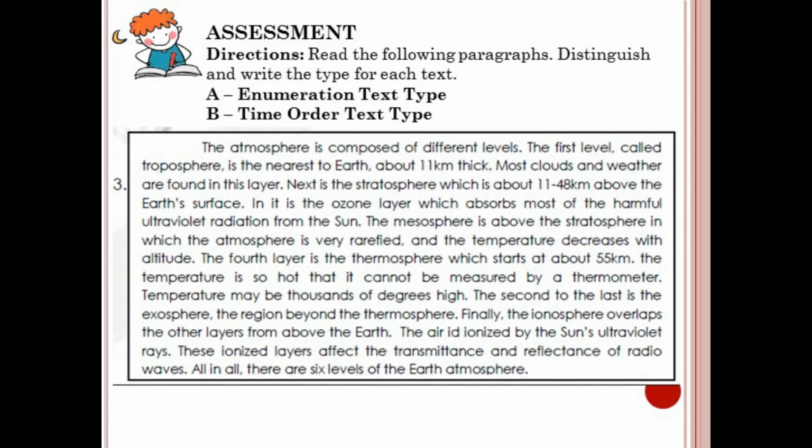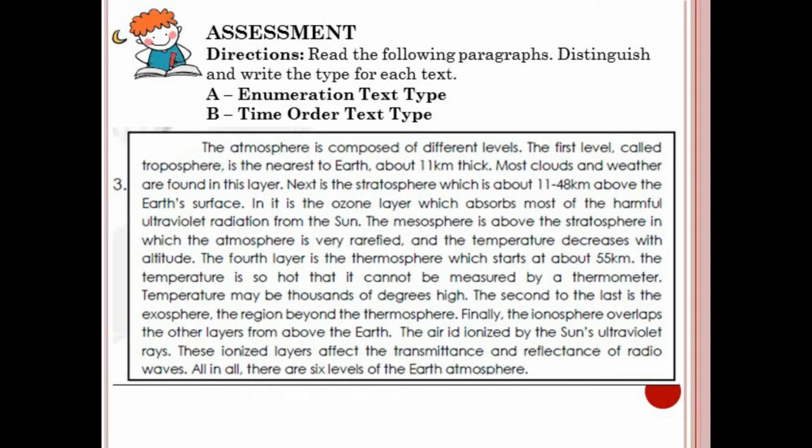Next, number 3. The atmosphere is composed of different levels. The first level, called troposphere, is the nearest to Earth, about 11 kilometers thick. Most clouds and weather are found in this layer. Next is the stratosphere, which is about 11 to 48 kilometers above the Earth's surface. In it is the ozone layer, which absorbs most of the harmful ultraviolet radiation from the sun.